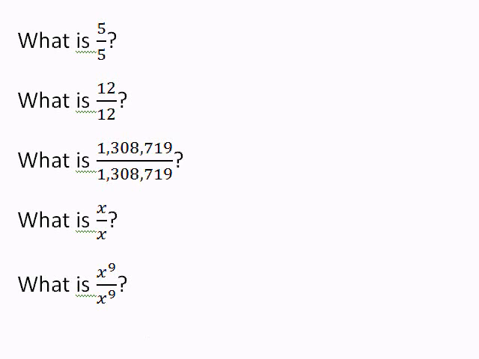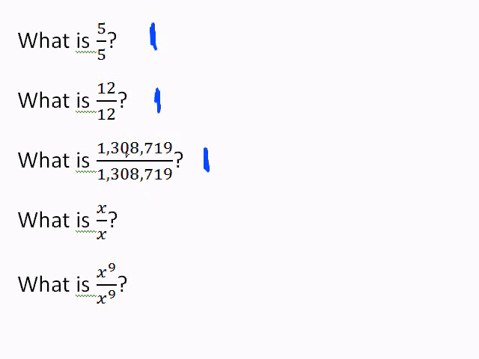First one asks us, what is 5 divided by 5? Well, 5 divided by 5 is 1, because when you divide any quantity by itself, you get the number 1. What about 12 divided by 12? Again, dividing 12 by itself means we get 1. What about this really large number divided by itself? Well, again, you get 1.